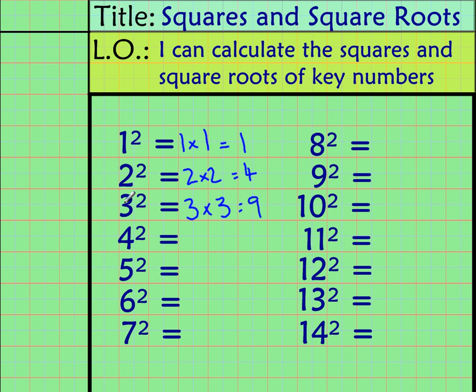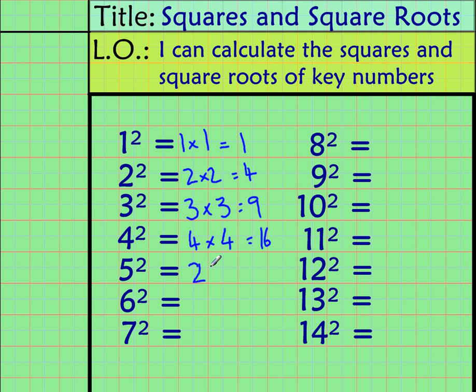I can't tell you how many students will come to me and say 3 squared is, well, what do you think the mistake is? They say 3 squared is 6, because what they've done is 3 times 2. No, you multiply 3 by itself. If it's squared, you just multiply by itself once. So this one is not 4 times 2 is 8. No, it's 4 times 4, so it's 16.